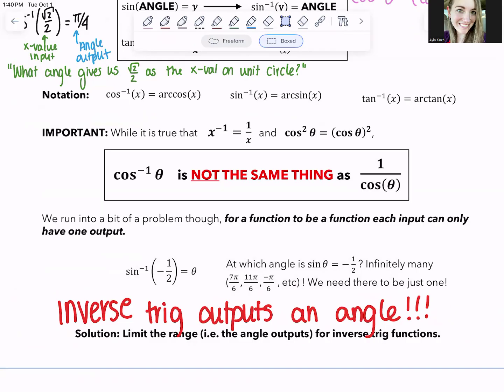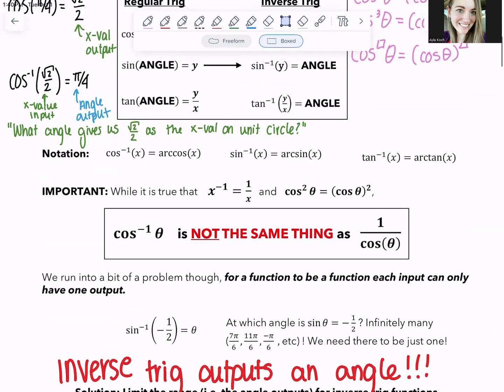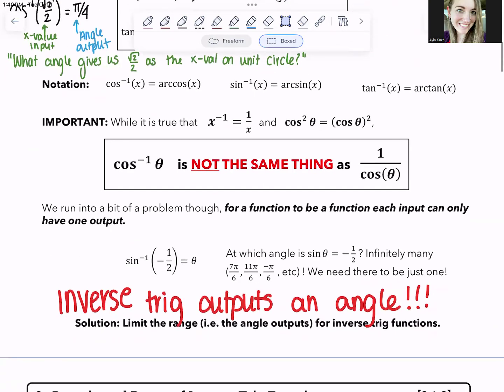It's really important that you say this multiple times to yourself so that whenever you see an inverse trig, you realize this is an angle. If I look at cosine inverse of square root 2 over 2, I'm looking at an angle. Inverse trig outputs an angle. So that's the really big important thing. You'll be hearing me say that multiple times.